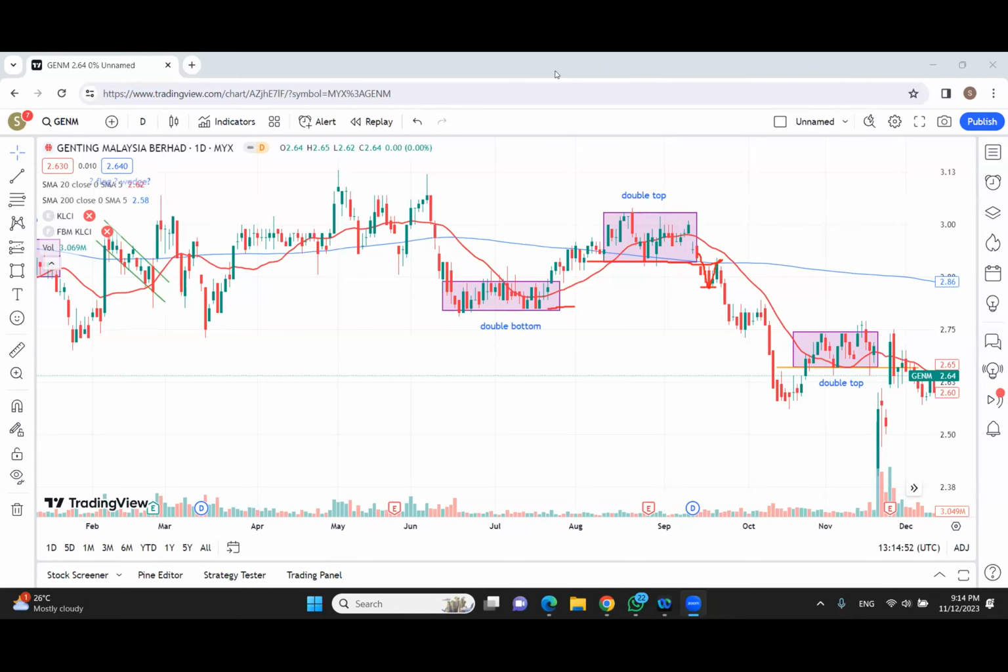Just wait for the price to break out, either break up or break down. Let the market decide for us. And then we just react right after the pullback. We enter after the pullback. Remember that.